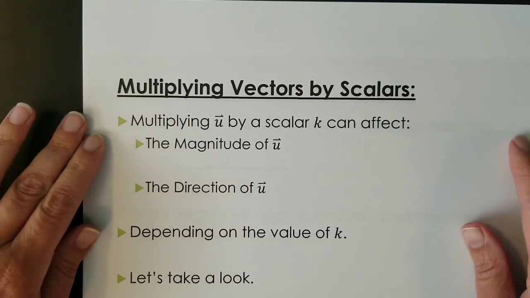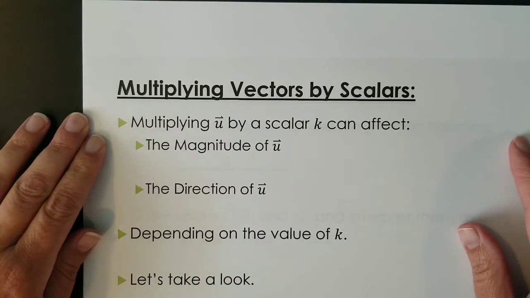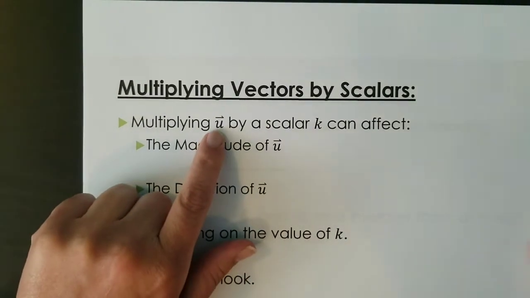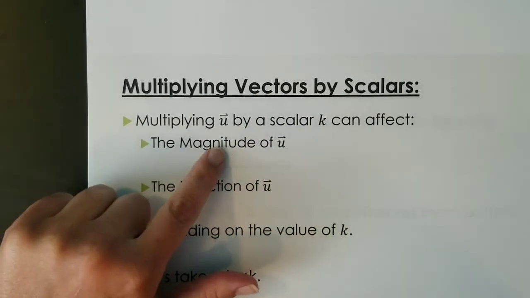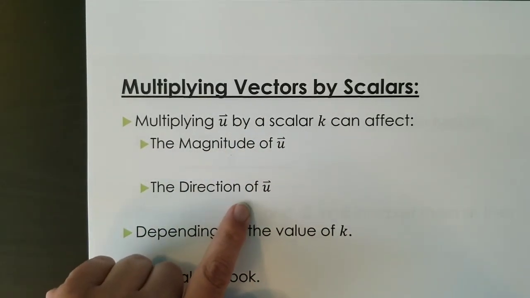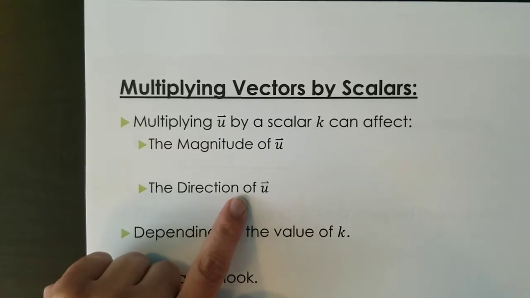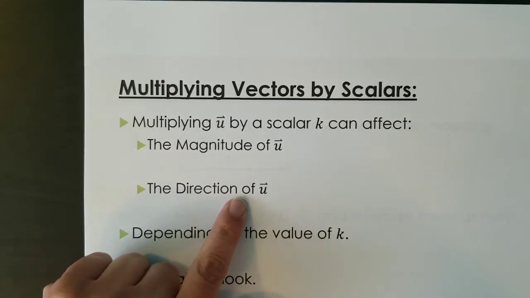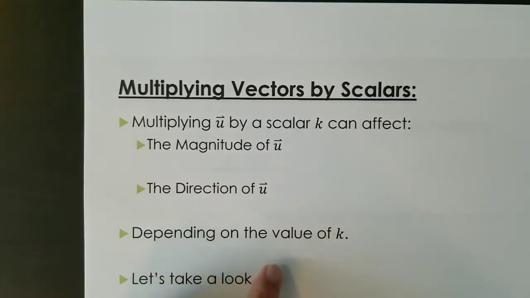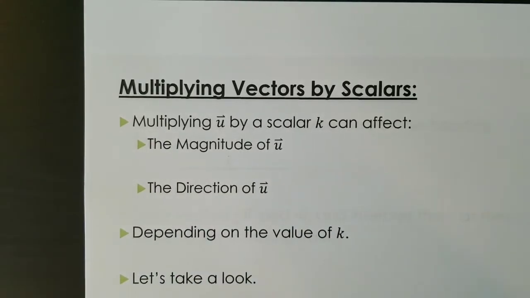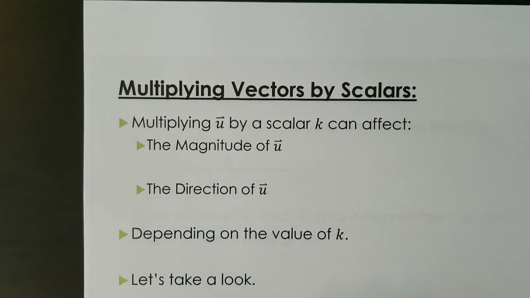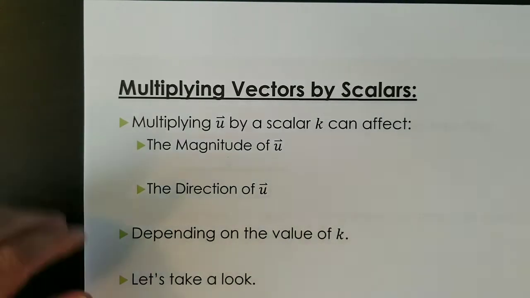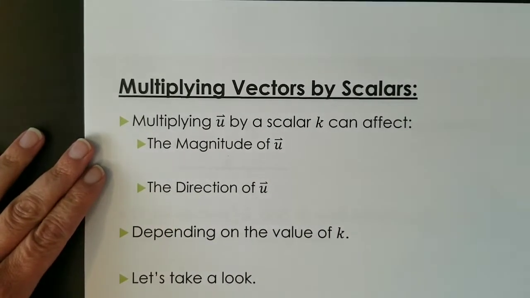So when we multiply a vector by a scalar, we'll use a general vector u and a scalar k, it can affect both the magnitude and the direction of the vector. The direction, though, is within some pretty limited constraints, depending on what the value of k is. And we're going to look through a number of different cases of what happens when we multiply a vector by that scalar k.